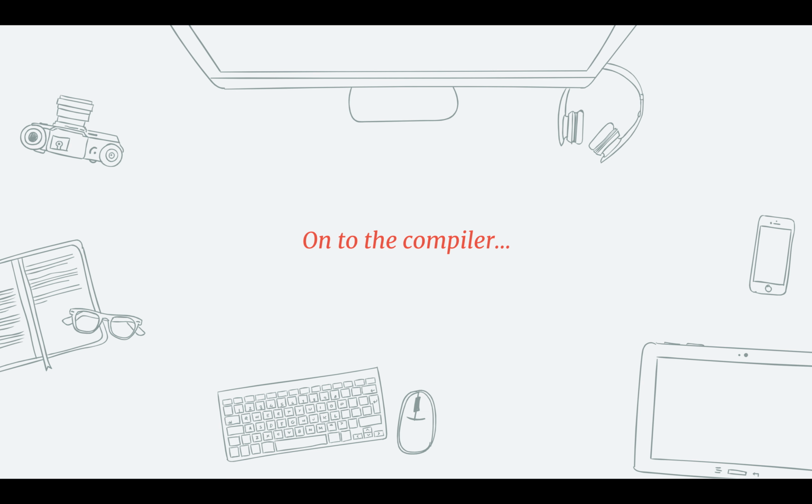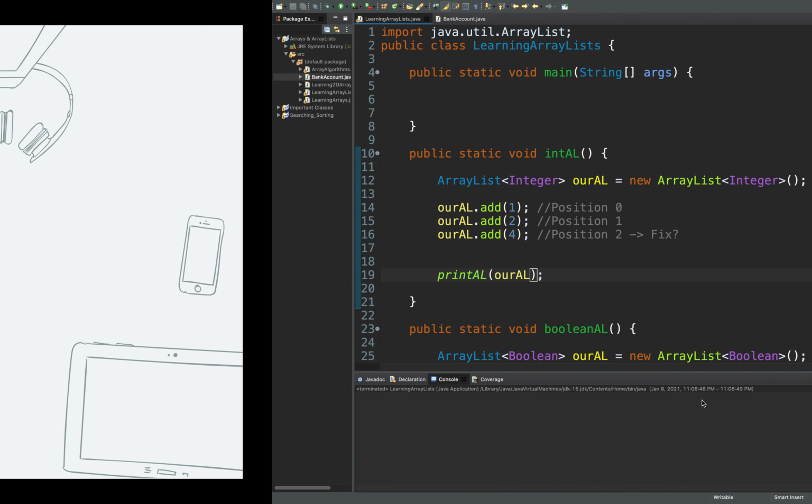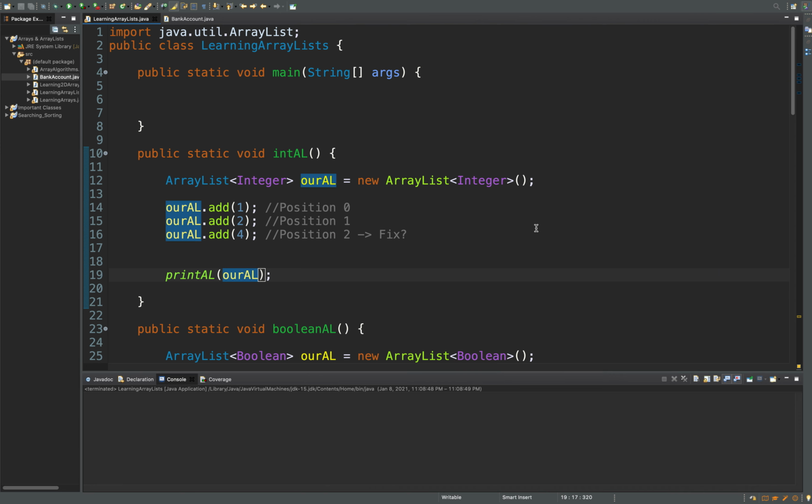So let's go on to the compiler and actually try out some of these array lists with their respective data types. Oh, so that's the next section. So I'm in the learning array list class, and I have a bunch of methods already set up for our lesson objectives, with the main method being empty because I want to tackle all these methods one by one, and hopefully we can work on and practice the methods that we have in the array list class.